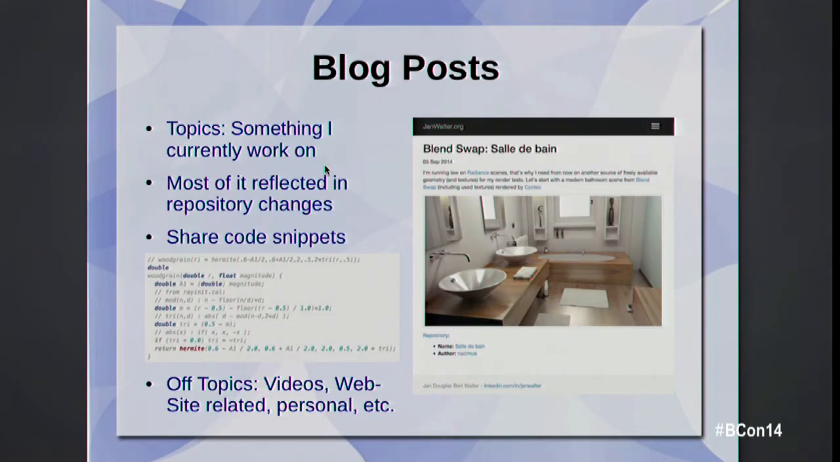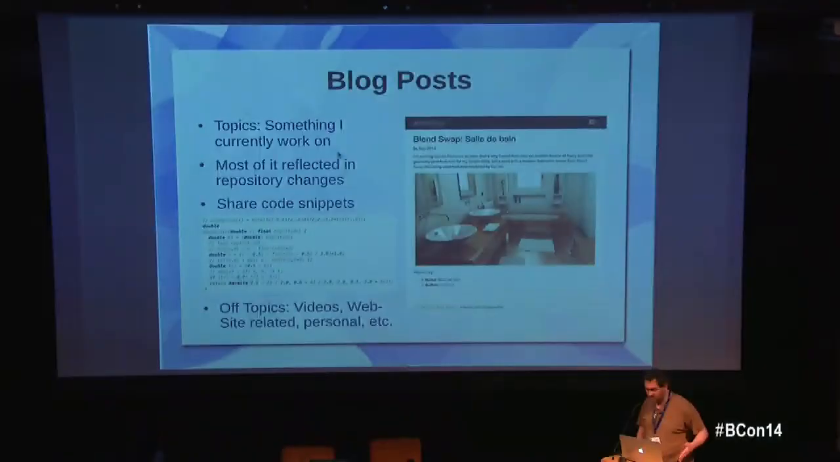This is an example of such a blog. It basically has an image and a bit of text, so it's not overwhelming. It tries to cut down things I'm currently working on and talk about it only briefly. And most of the time it's reflected in repository changes. There are two repositories we will see later, one for scenes and one for the source code.